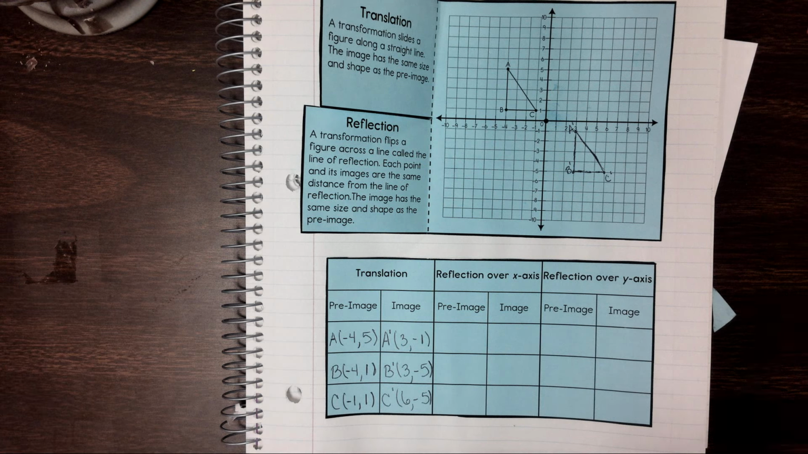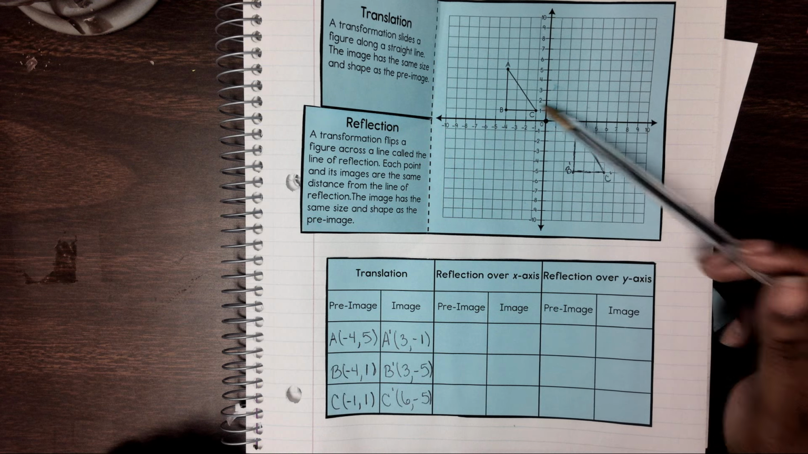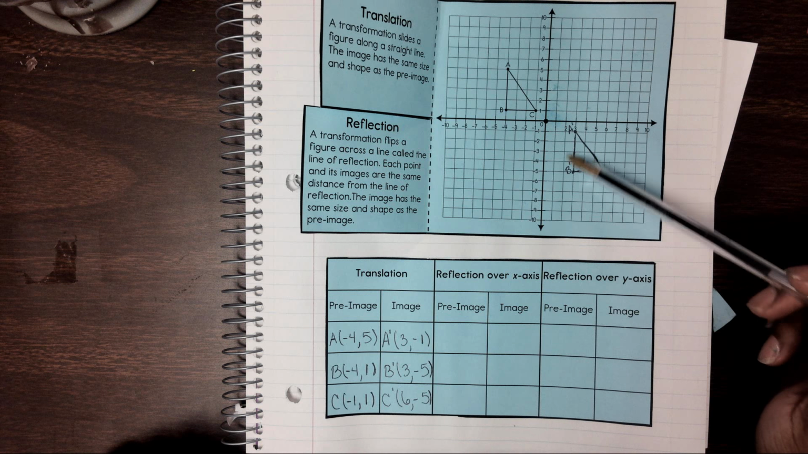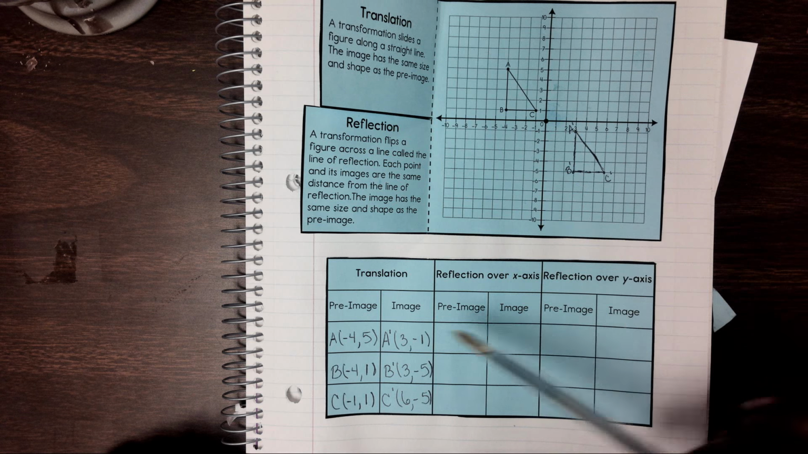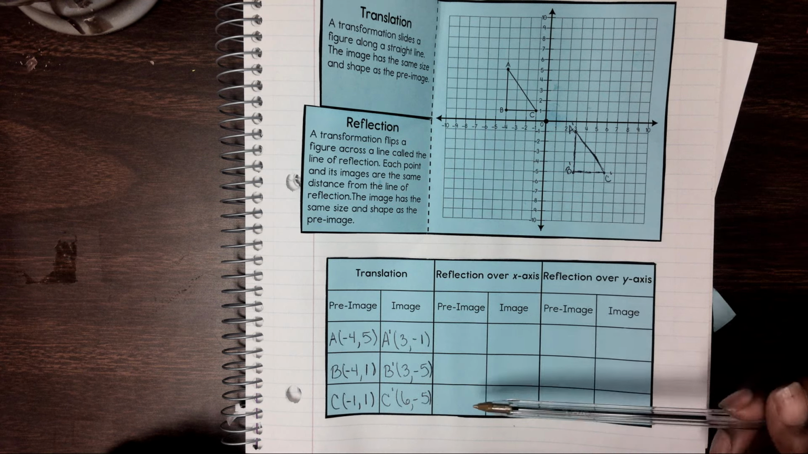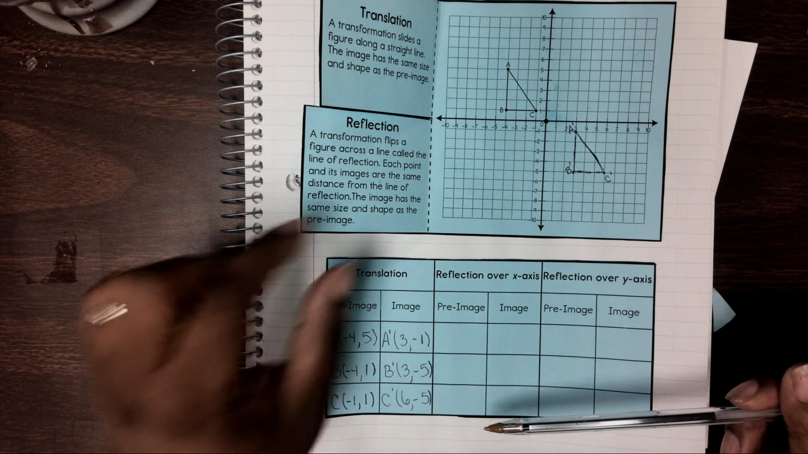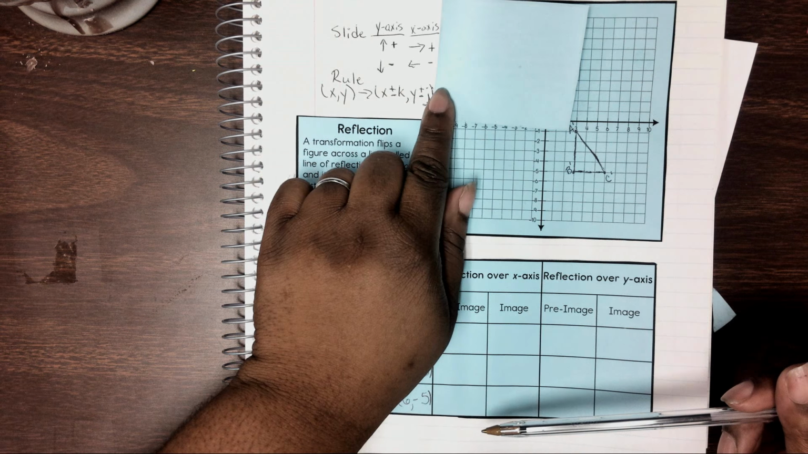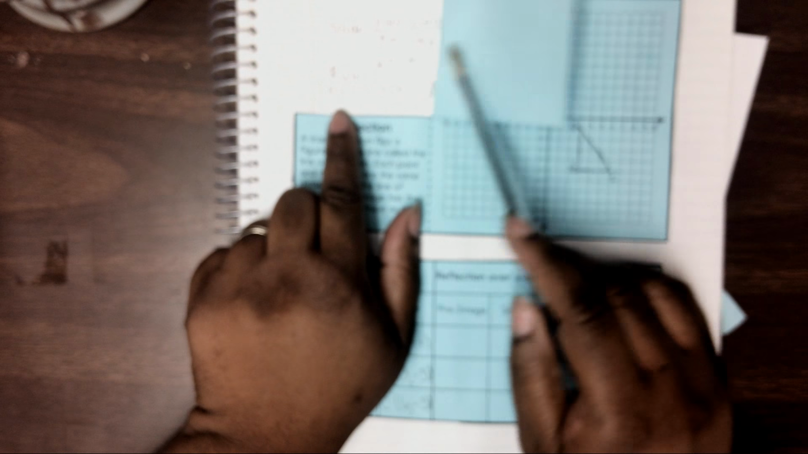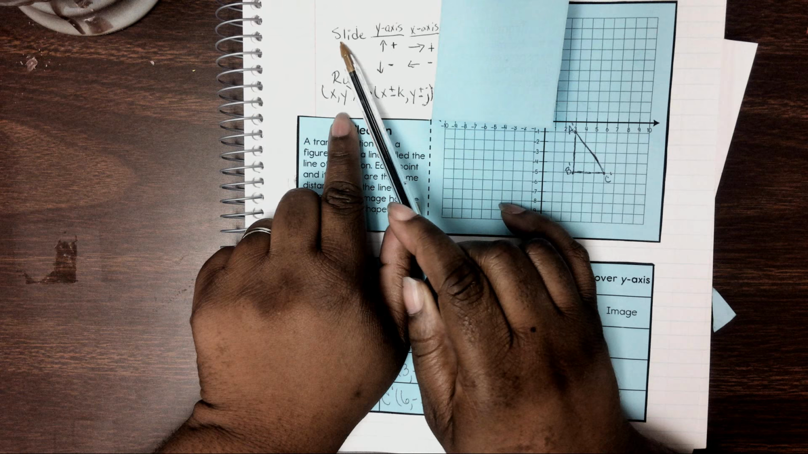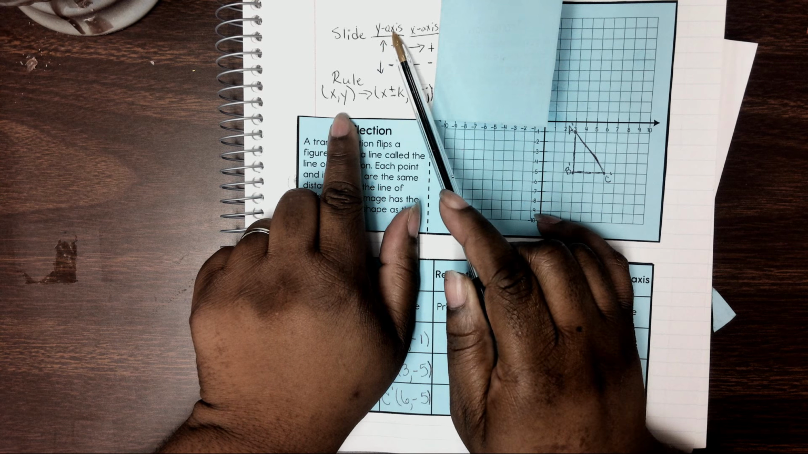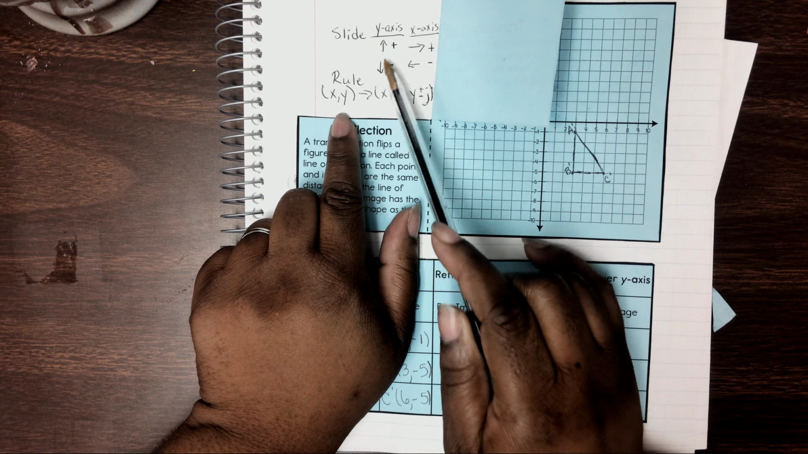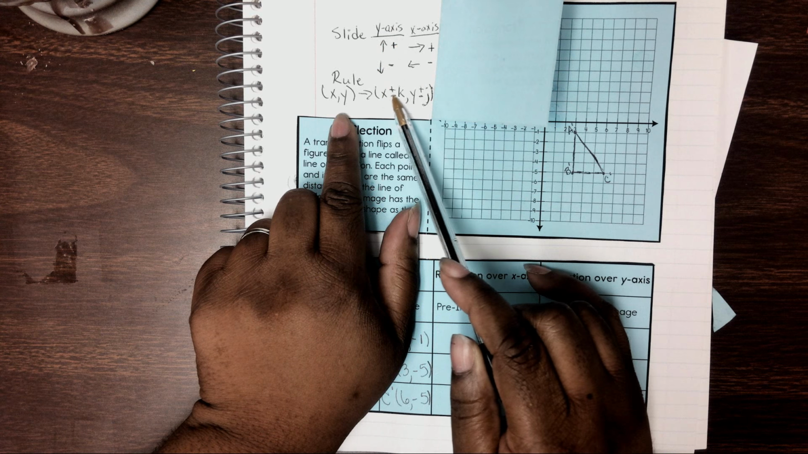Alright, so you guys, we've actually translated our figure. We've plotted our points, A prime, B prime, C prime. We have our table done. At this point, what we need to take care of is our rule or our algebraic representation. Again, keep in mind that as you slide your figure on the y-axis, if it moves up, you are going to add. If it goes down, you are going to subtract.